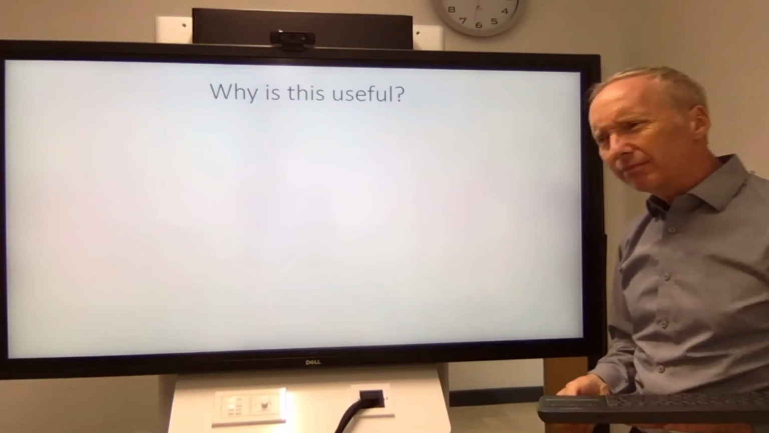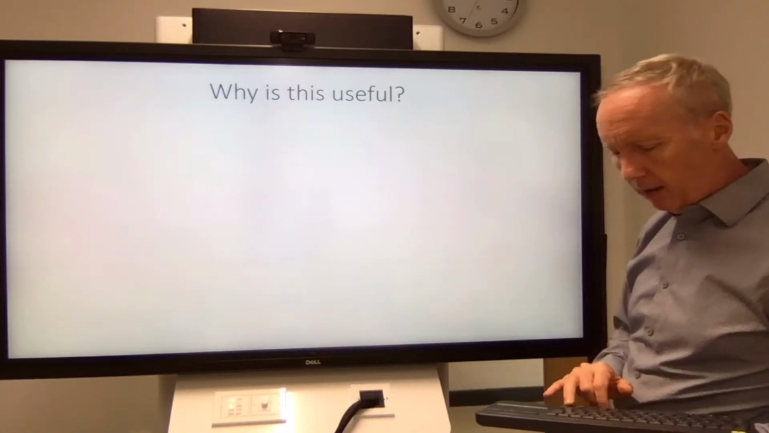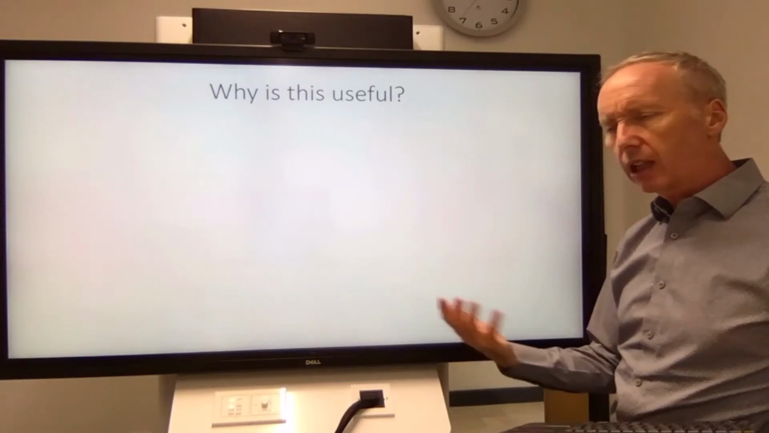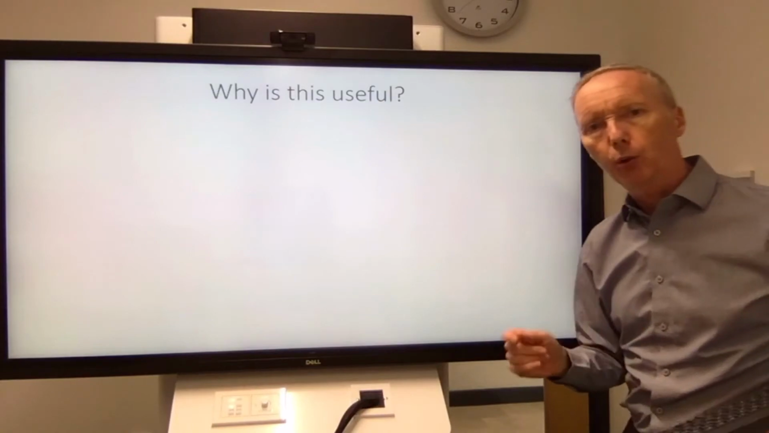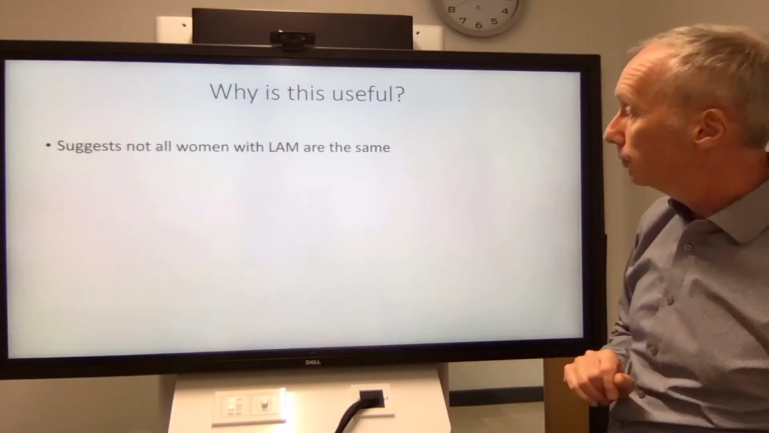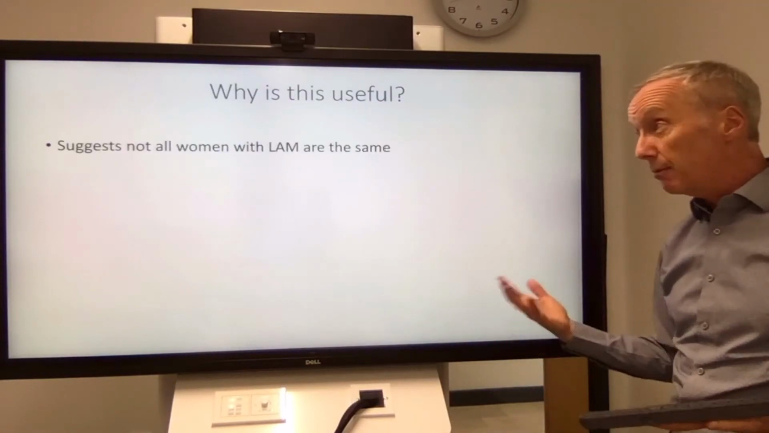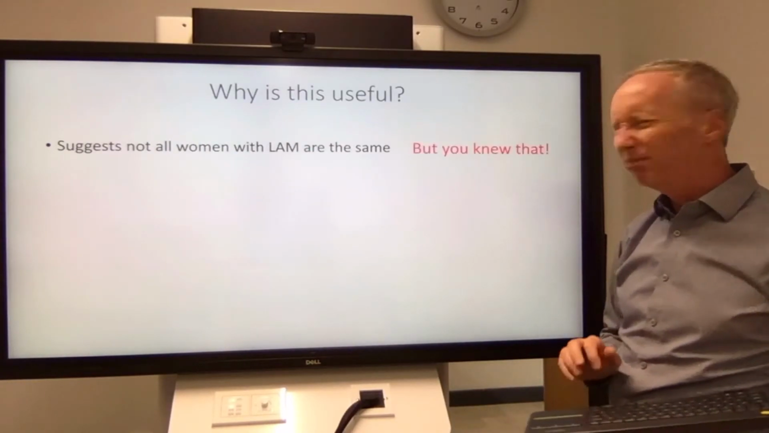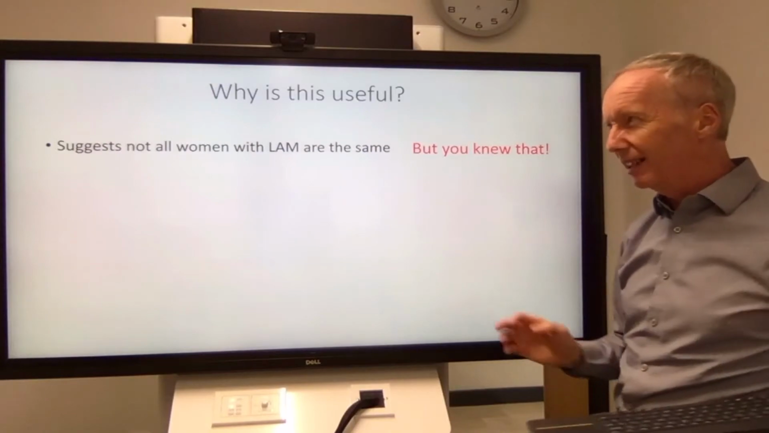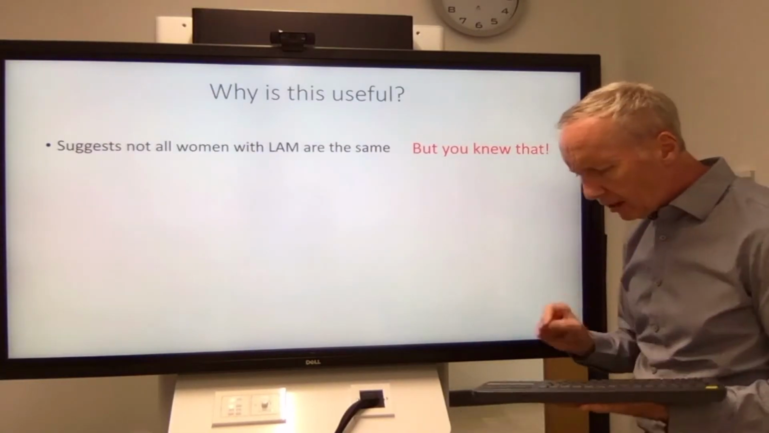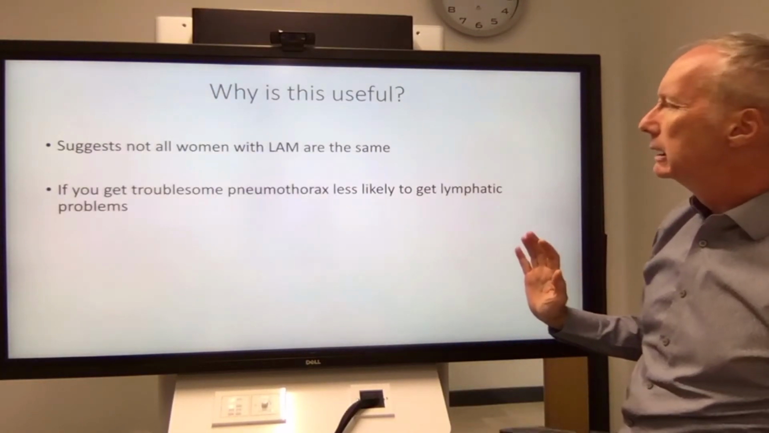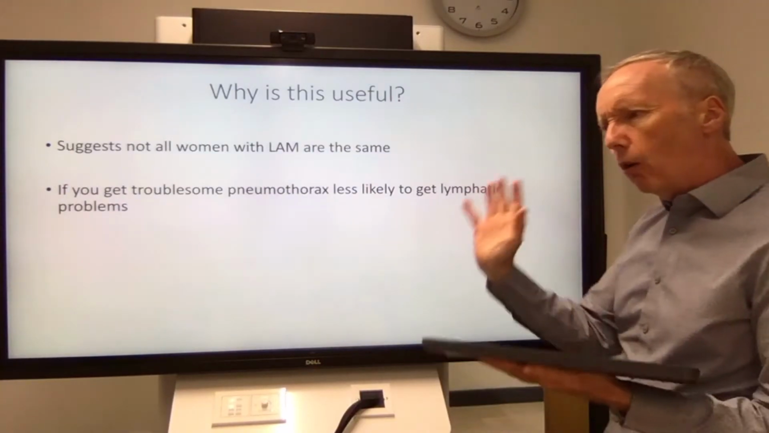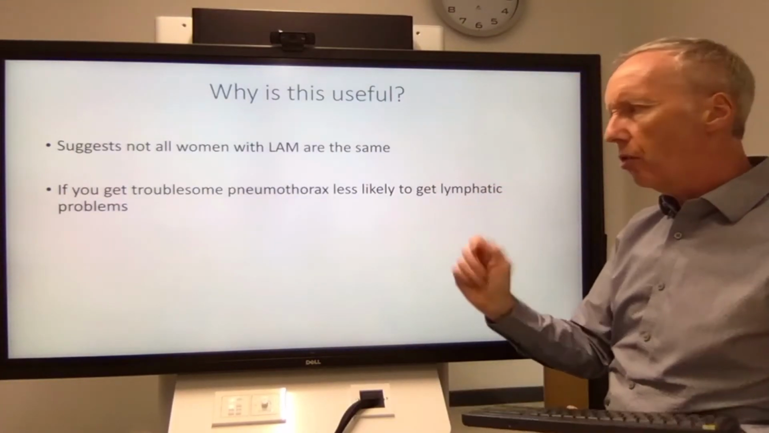So that's all fine, isn't it? You can come and see me, and I can go, oh look, you're in cluster 2. Is that really useful? Well, yes, it is. It suggests all women with LAM are not the same. But actually, you all knew that already, didn't you? The value of this really is that within the clusters, you can predict one thing from another.